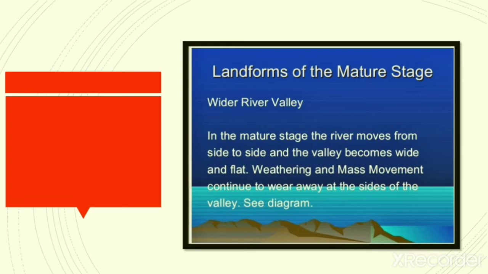Landforms of the mature stage. Wider river valley. In the mature stage, the river moves from side to side and the valley becomes wide and flat. Weathering and mass movement continue to wear at the sides of the valley. See diagram.